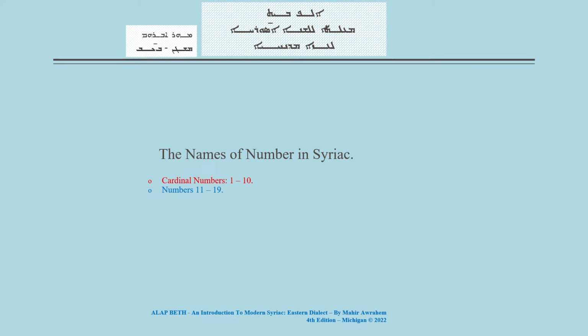For 11, the first one is khadsar. Let's say it together: khadsar. Do you see how I merged that one? Khadsar literally means one-ten, but together it is khadsar. Example: khadsar.